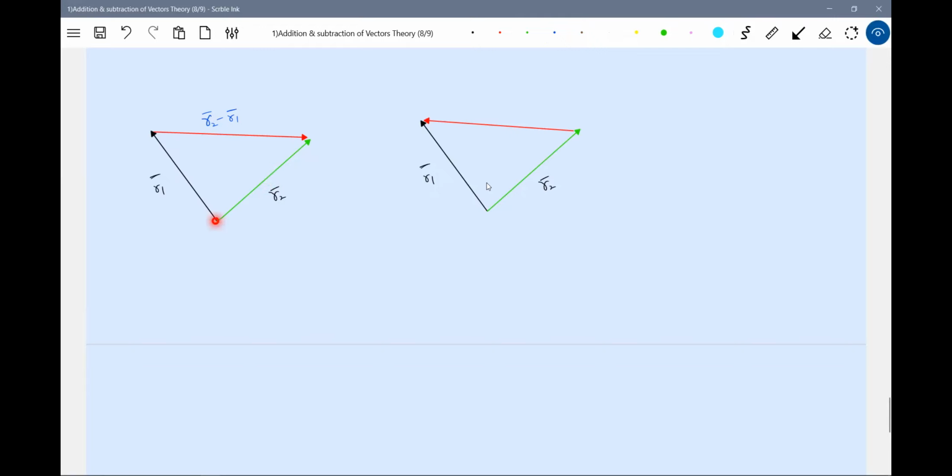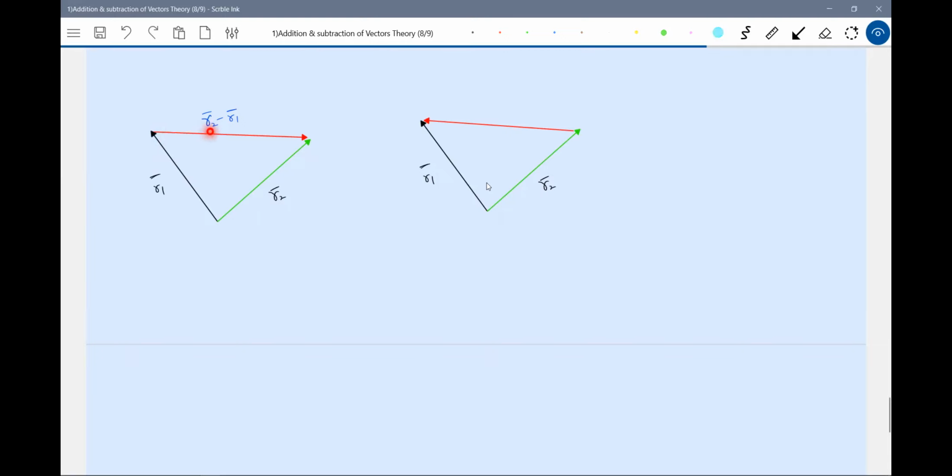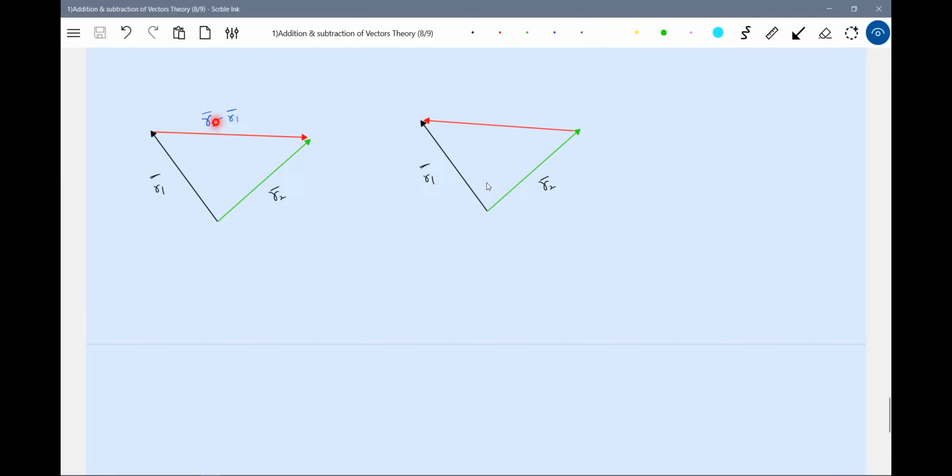Plus, so I'll move like this. Plus r1 bar. Plus r2 minus r1. These two will cancel out. I'll end up with it. And there's a first vector, the second vector. The resultant should be from the tail of the first vector to the head of the second vector. Okay, r2 bar minus r1 bar will be directed in this way.